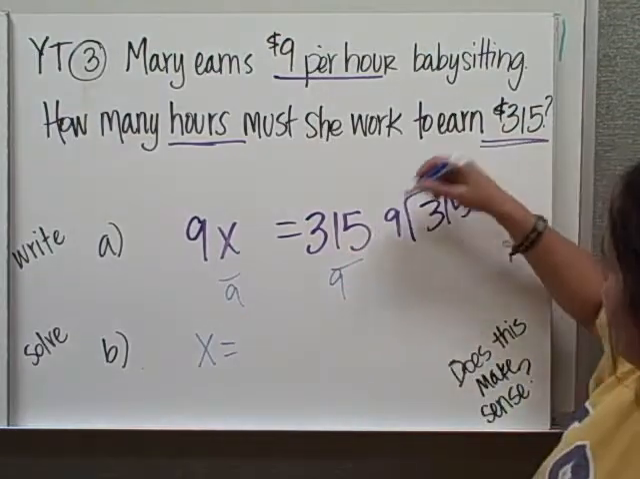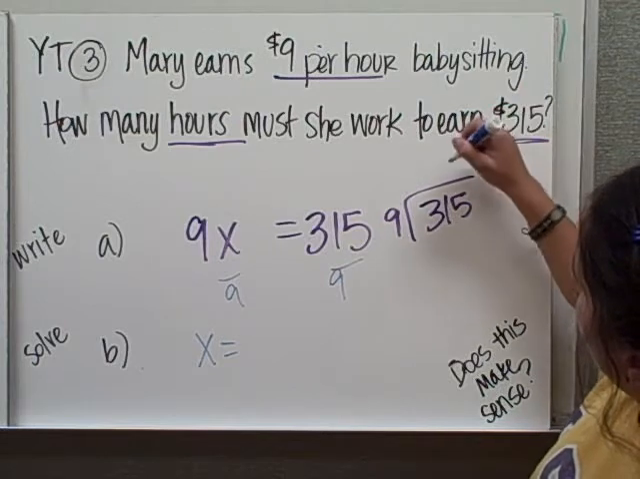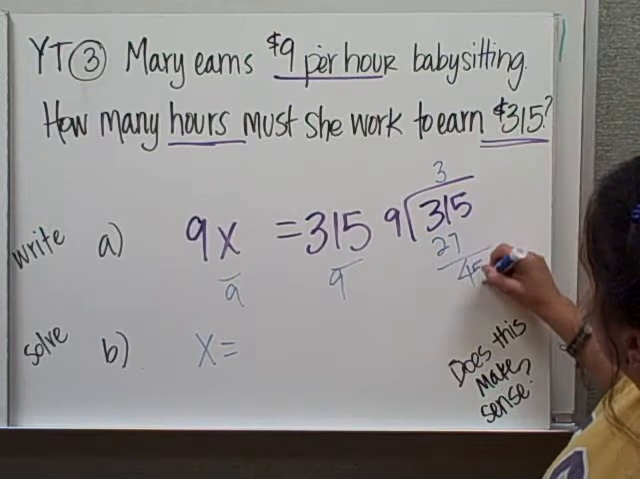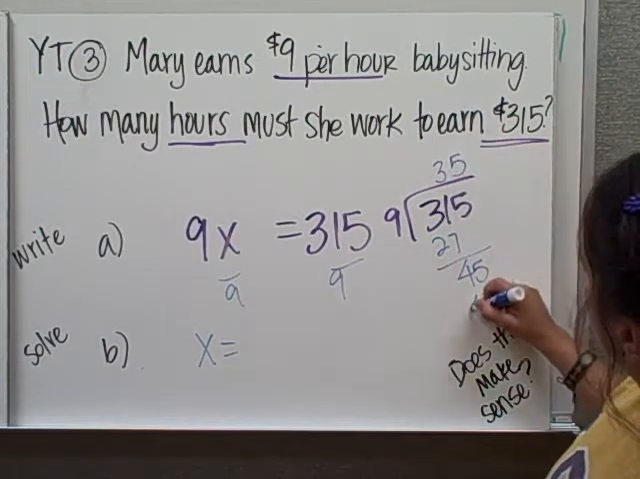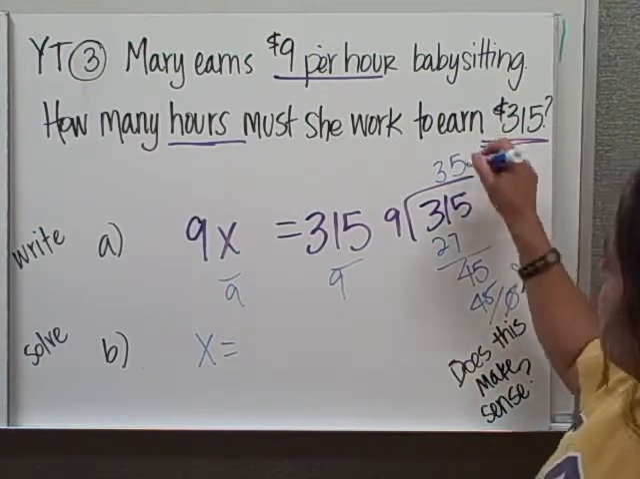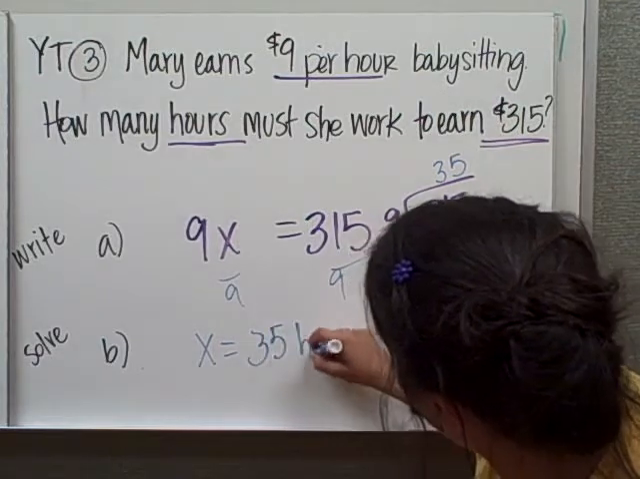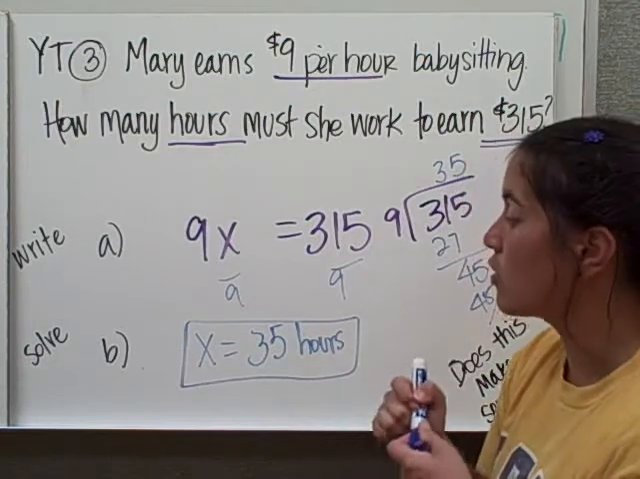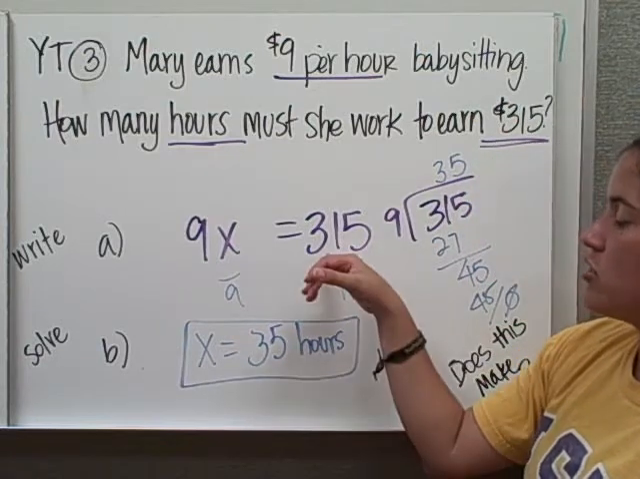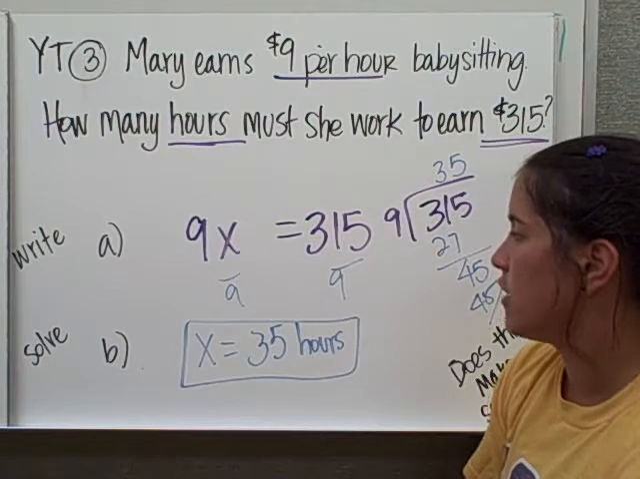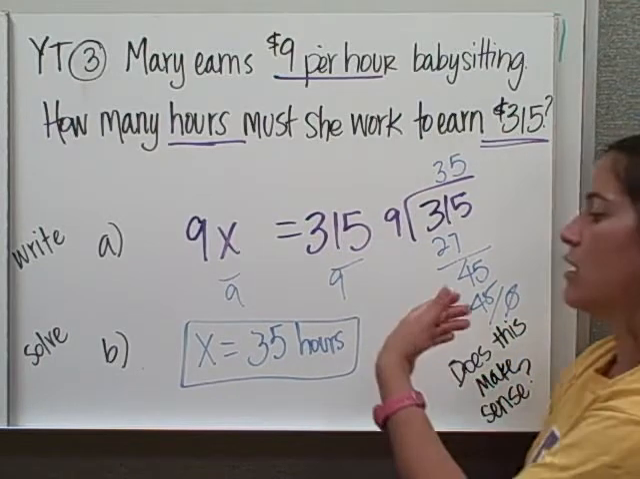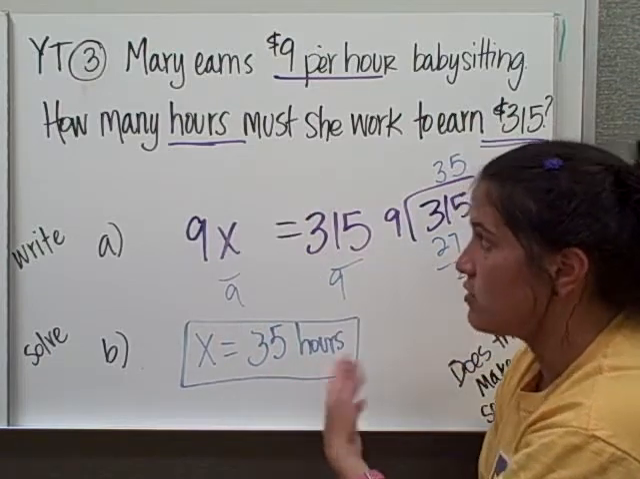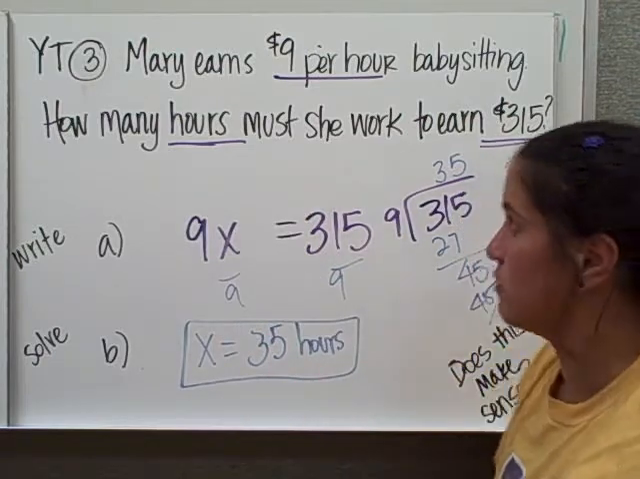And that's when I come over here, 9 will go into 31, what was it? 3 times 9 is 27. So 35 hours that Mary needs to work in order to reach her goal. 35 hours that she needs to work to reach her goal of $315. Does this make sense? Well, she makes $9 an hour, and if she works 35 hours, then she would earn $315 total.